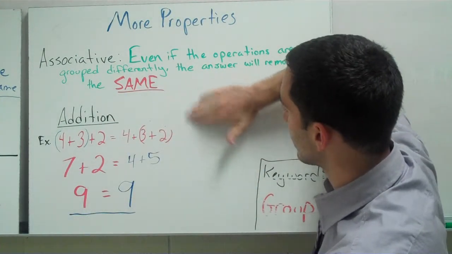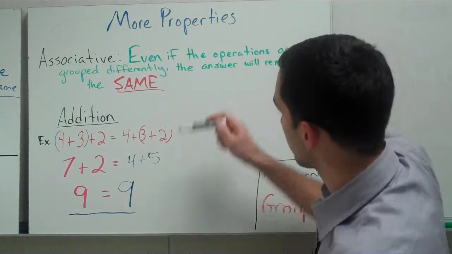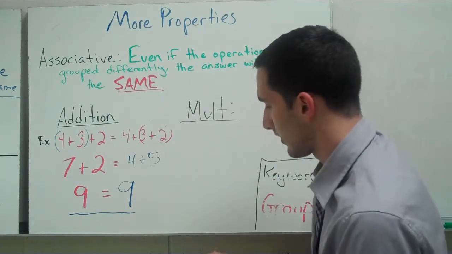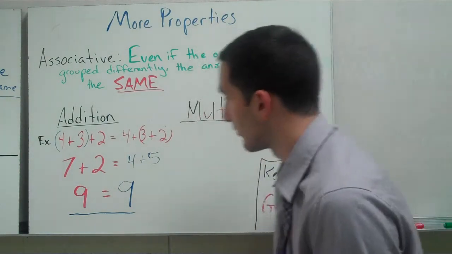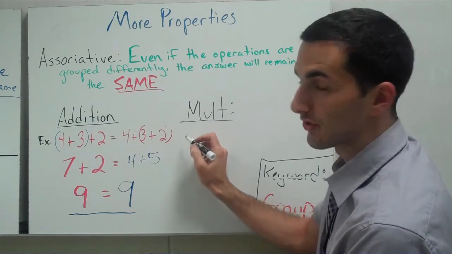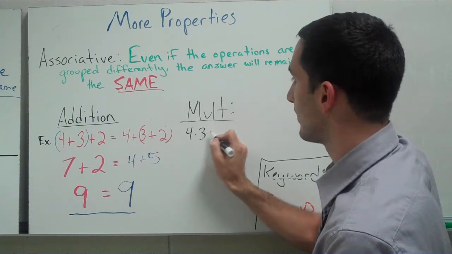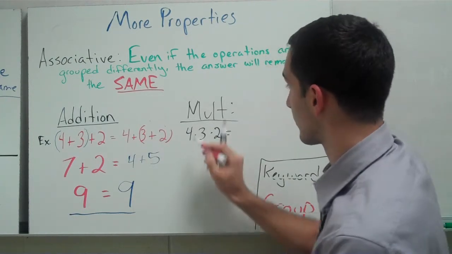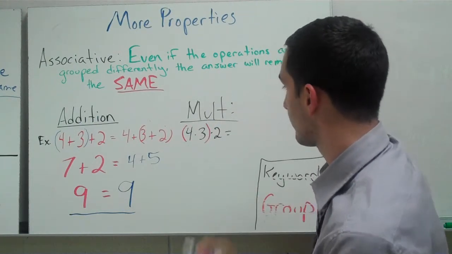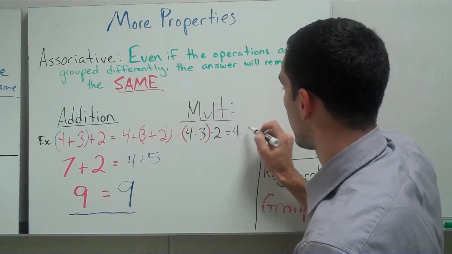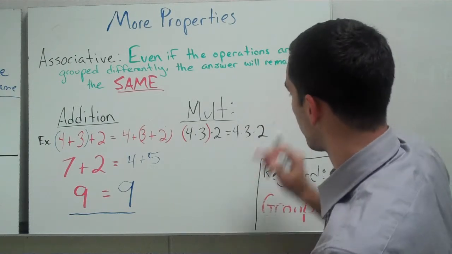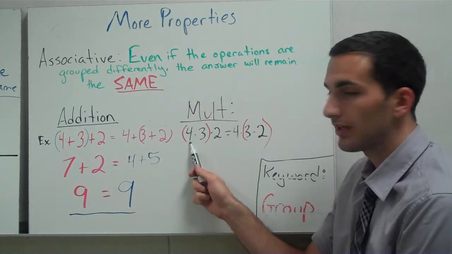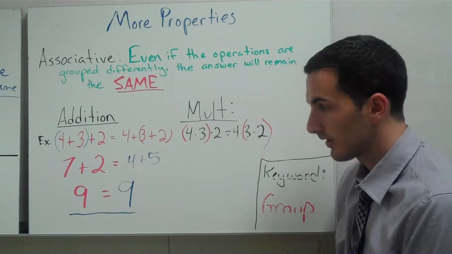Now let's look at a multiplication example. Okay, so a multiplication example might look very similar. So this time, instead of addition, we're going to do multiplication. So 4 times 3 times 2. And we're going to see if that is equal to, let's see, how are we going to group this one? Let's do it the same way. 4 times 3 in parentheses. And we're going to set that equal to 4 times 3 times 2, except this time we'll put 3 times 2 in parentheses.